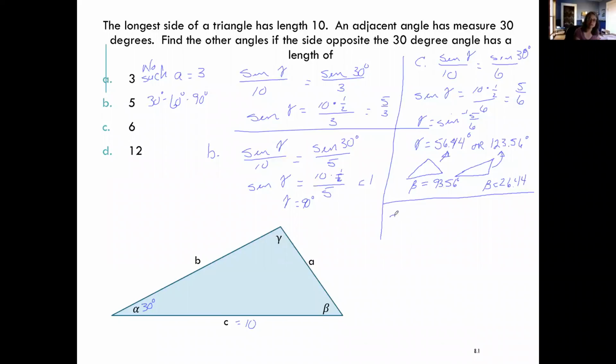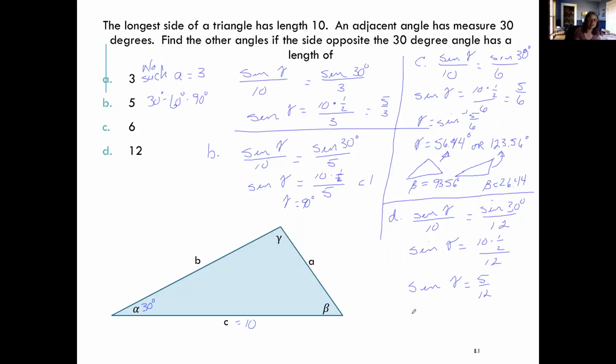Okay, option D. Set this up again exactly the same way. Sine of gamma divided by 10 is equal to the sine of 30 degrees divided by 12, which means sine gamma equals 10 times 1/2 divided by 12. So the sine of gamma is equal to 5/12.